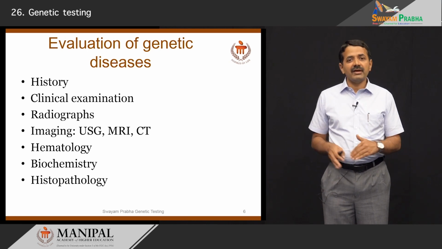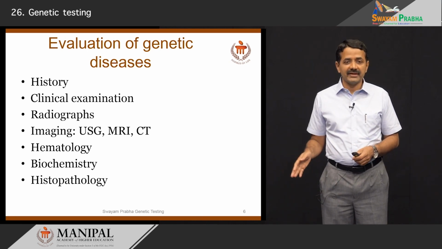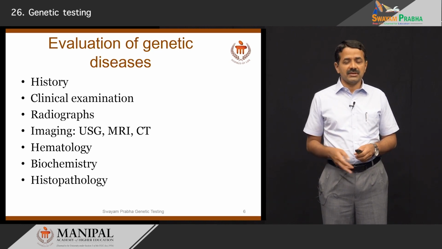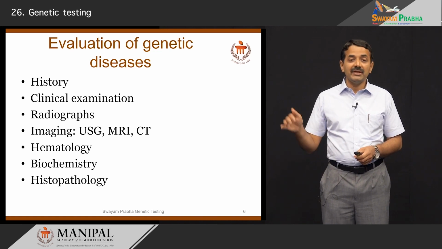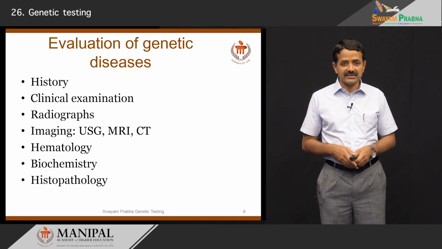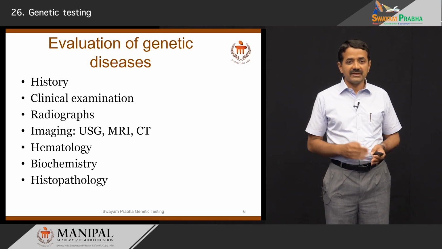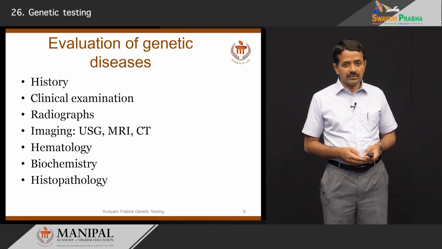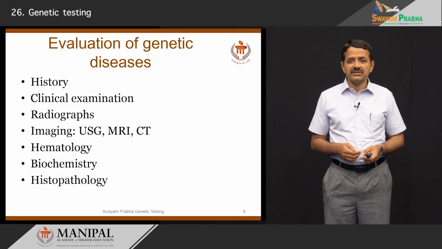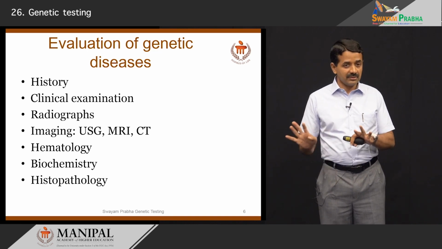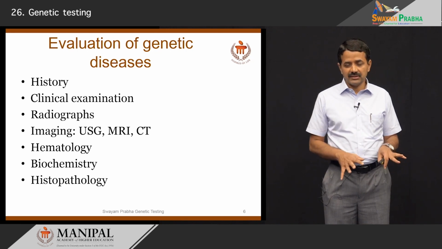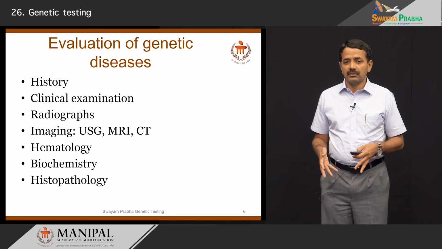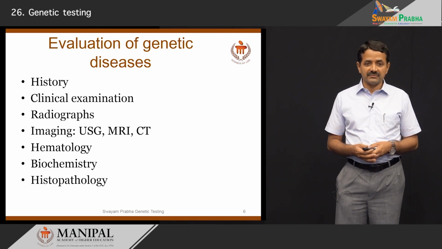Needless to say, evaluation of genetic diseases is like any other common medical condition, which includes a thorough history taking, looking into the symptoms, then evaluating the family pedigree, which is very crucial for evaluation of genetic diseases, clinical examination, radiographs, imaging, which can be ultrasonography, magnetic resonance imaging or computed tomography, routine hematological investigations, biochemical investigations or histopathological investigation. These are all important. I do not want to highlight them in the current discussion, but these are often used for diagnosis of genetic disorders as well.